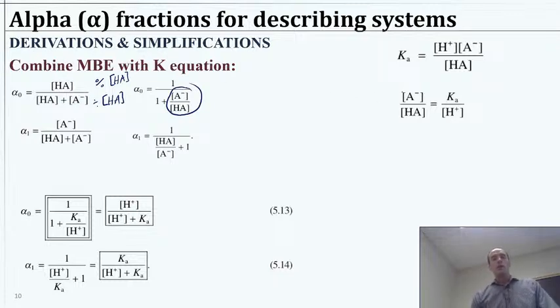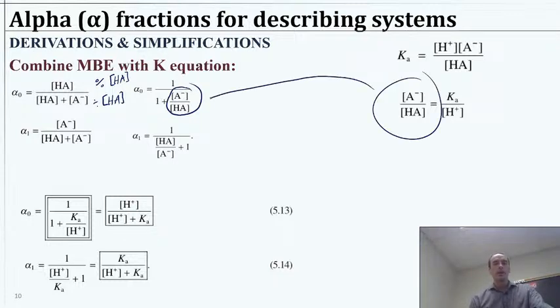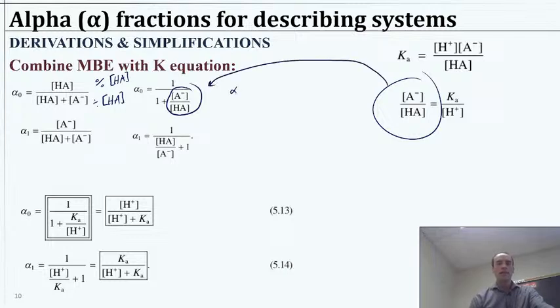Okay, so here's where our K can come in, because the Ka equation we simplified here can be inserted right here. So what I'm going to do is give myself a little more room, and then I can say alpha 0 will be 1 over 1 plus Ka over H plus. Okay, and now we have it in K and H, which is exactly what I was talking about we should try to do last time.